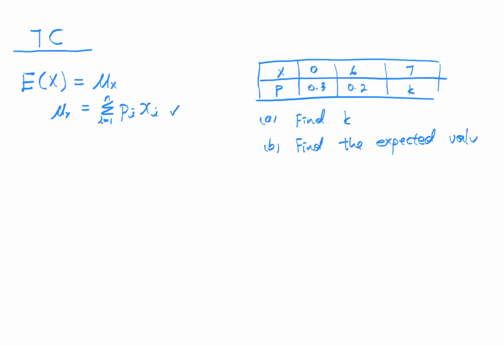Do you think I need to use this formula? For this situation, I no need to use this formula. So I can find the K by just using K equal to 1 minus 0.3 minus 0.2. So my K is 0.5. So I got it already. I key in, this is equal to 0.5.